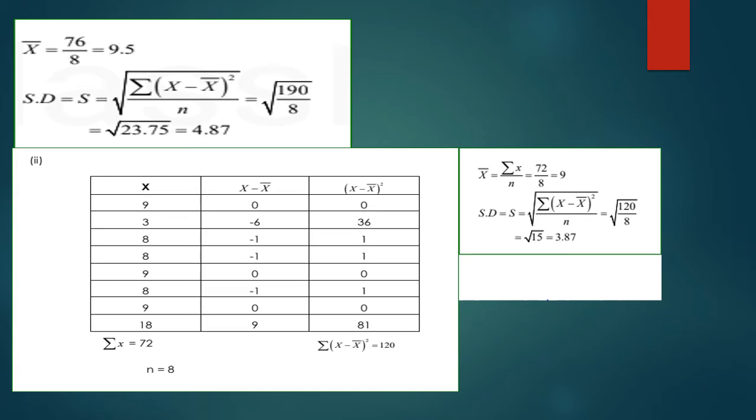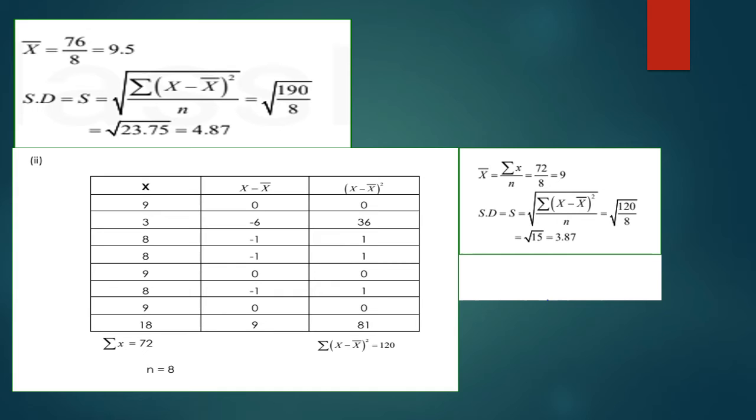Now the second part. The values of the observations x are 9, 3, 8, 8, 9, 8, 9 and 18. To find x minus x bar, first we will find x bar, which is summation x divided by n. Summation x is 72, so 72 divided by 8, the number of observations, is equal to 9.